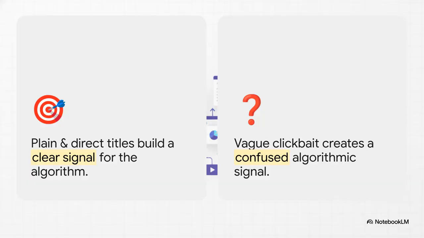Which brings us to a huge lesson in algorithmic signaling. Radical simplicity and clarity are your best friends here. They tell the system exactly who your content is for. Take an education channel like the Organic Chemistry Tutor. Super plain, incredibly direct titles. Compare that to some vague clickbait vlog titled, "This changed everything." That vague packaging, it just creates a confused signal and you're gonna get penalized for it.